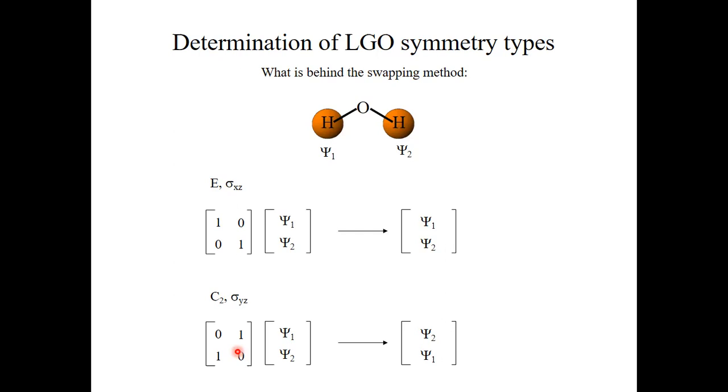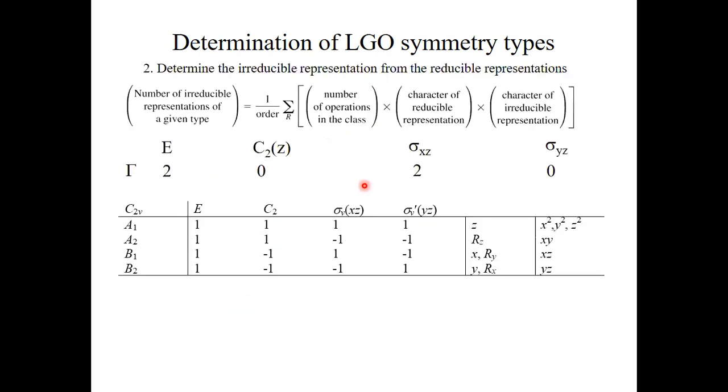Okay, so this is just an explanation of what's behind that orbital swapping method. It's a shortcut behind a more complicated mathematical process. All right, but now let's do the second step.